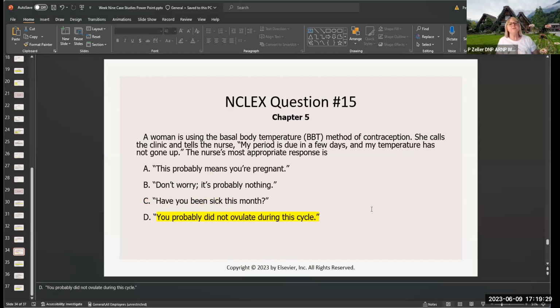So a woman is using basal body temperature as a method of contraception. She calls a clinic and tells her nurse, my period is due in a few days and my temperature has not gone up. Usually during the menstrual cycle, after she has her period and then ovulation about day 14, her body temperature actually goes up when she ovulates. And she's telling the client that she probably hasn't ovulated then.